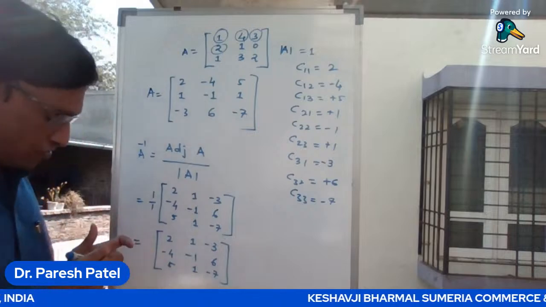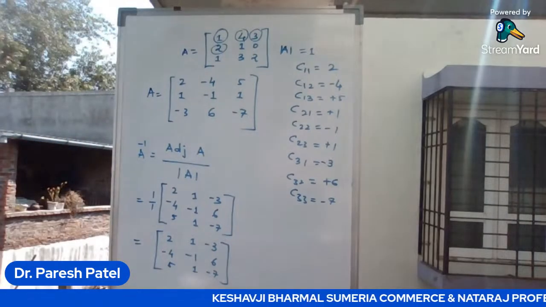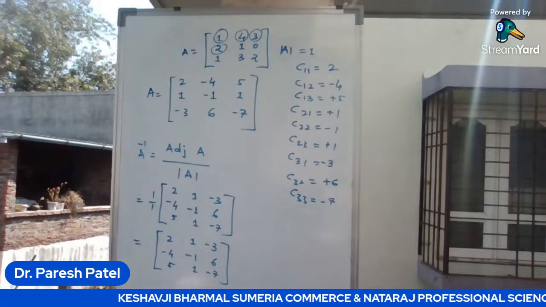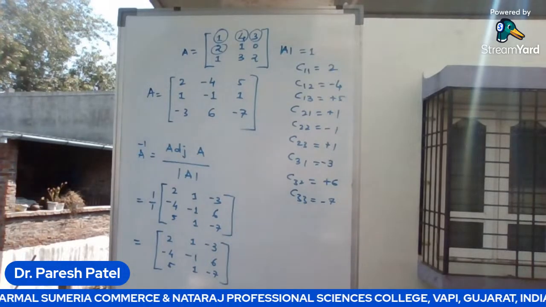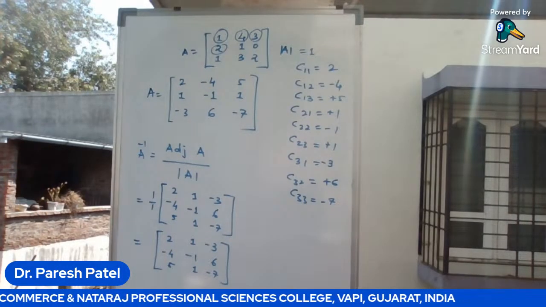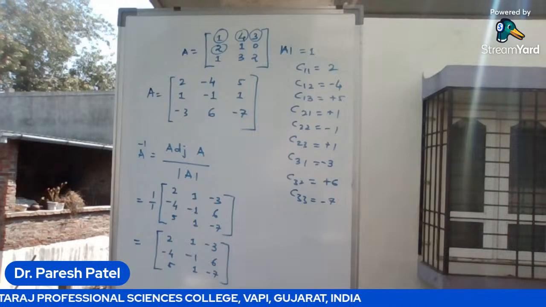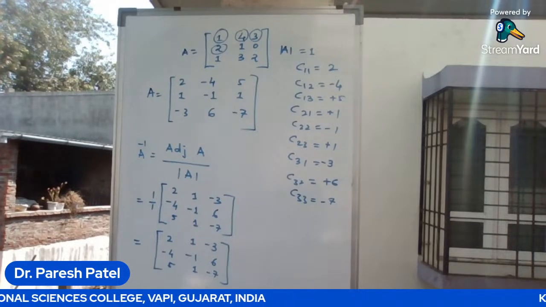So this is the inverse of the matrix. A matrix can be represented by the number of rows and the number of columns. In this way, we can find the inverse of the matrix.